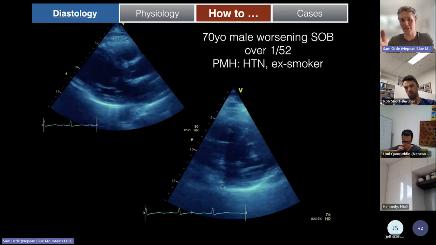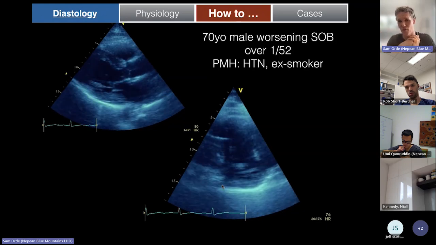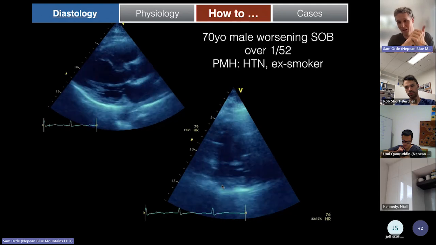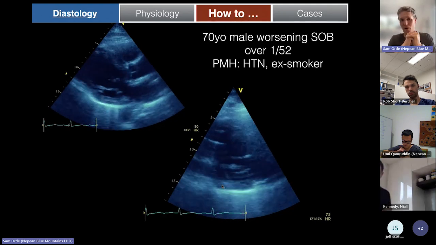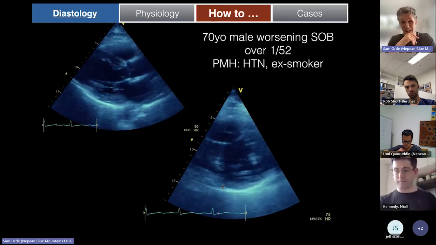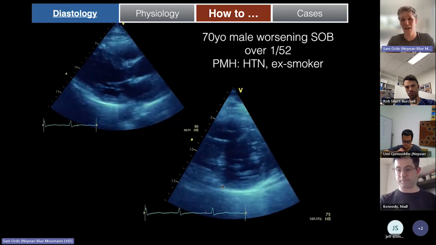So let's take a 70-year-old male. He's got worsening shortness of breath over a week. He's got some risk factors that make you think he potentially has some vascular issues, maybe some risk of heart failure with hypertension, ex-smoker. Have a look at his heart. He's got a reduced ejection fraction there.